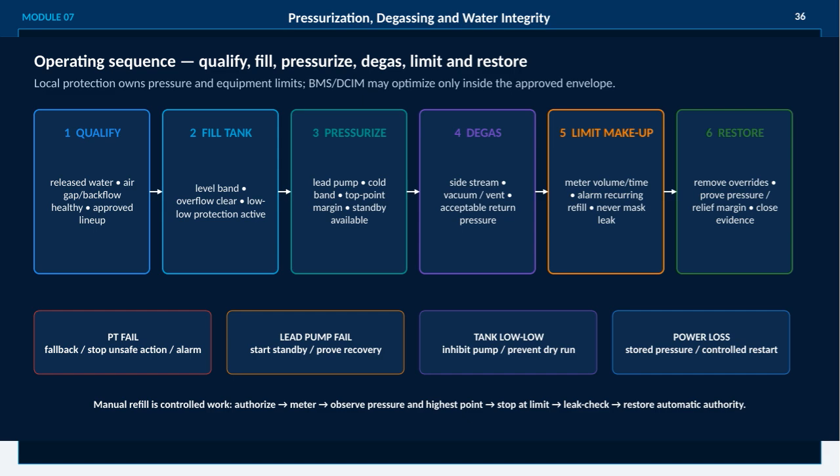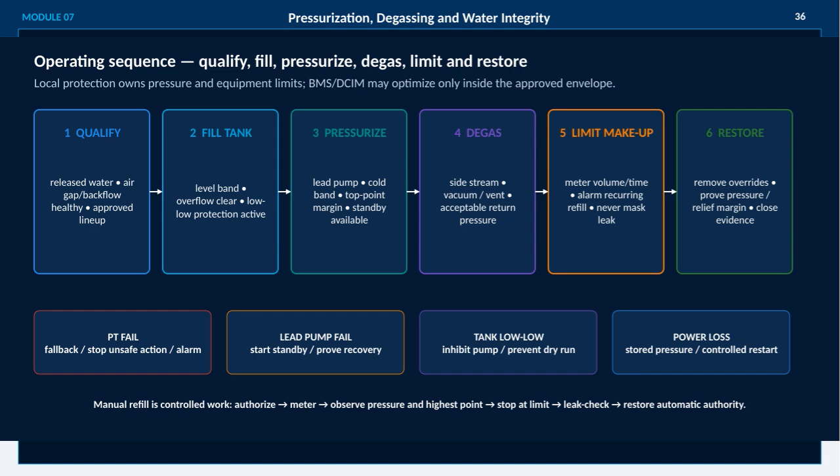During pressurization, the lead pump operates within the cold band, maintaining a top point margin, and standby pumps are ready to take over if needed. Then comes degassing, which uses a side stream vacuum or vent system, while keeping return pressure within acceptable limits. Makeup water is carefully limited through metered volume over time, with alarms for recurring refills. It's crucial never to mask leaks during this phase. Finally, we restore the system by removing overrides, proving pressure and relief margin, and closing any evidence of anomalies.